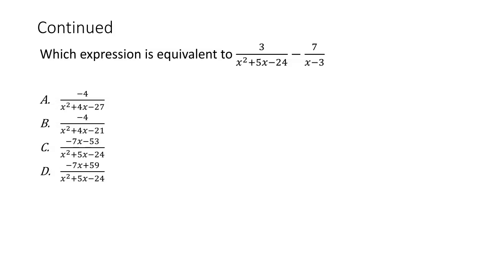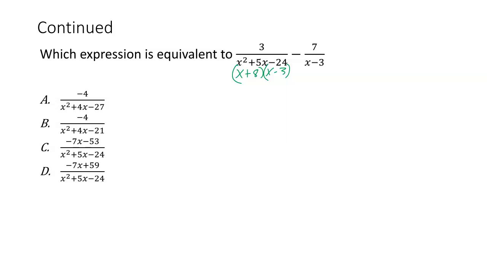Well, in order to get a common denominator, first I have to factor this. Okay? So what's that factor out to? What is x squared plus 5x minus 24? Factor. 8 and negative 3. So I've got 8 and negative 3.